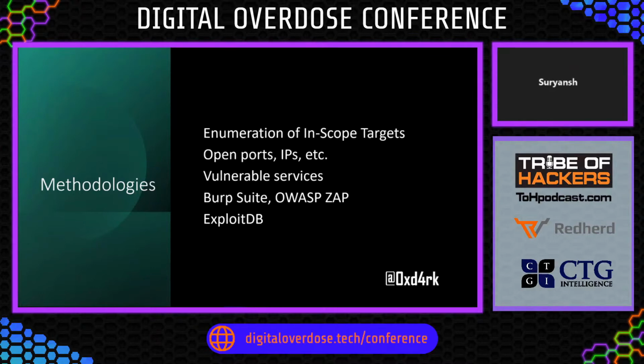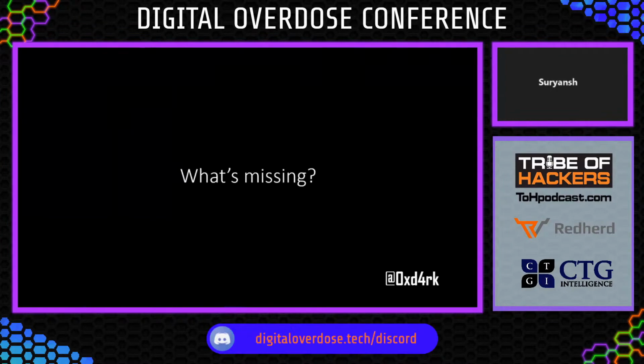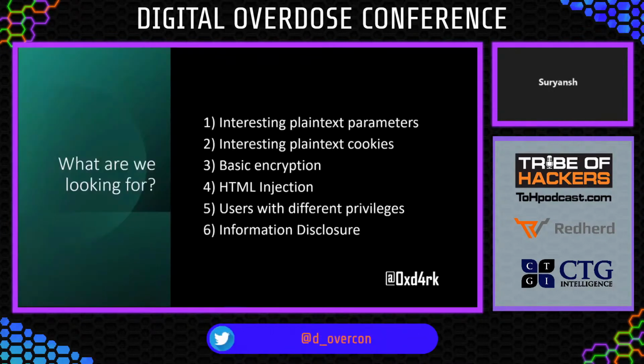and maybe try to find some outdated versions of the service running and search for perhaps an RCE or remote code execution in Exploit-DB. But there's something missing. So what exactly is missing? And that's actually interacting with the application itself before starting the entire enumeration process. So what are we looking for?